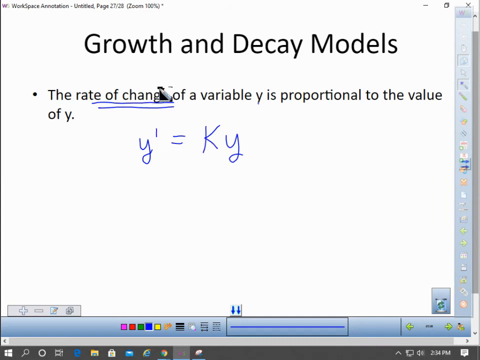So what I'm going to do is I just took this sentence and translated it into math symbols. Now I'm going to take this sentence and do exactly what we were doing in these previous examples. So I'm going to replace the y prime with dy dx.